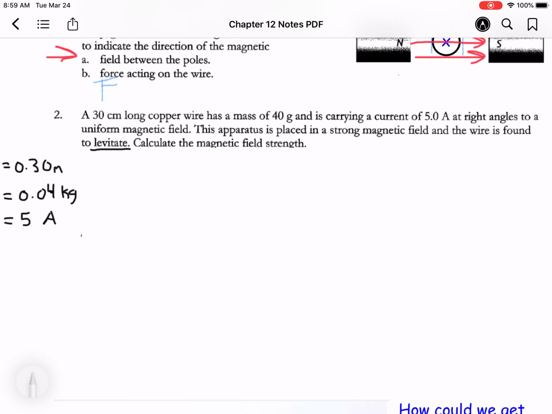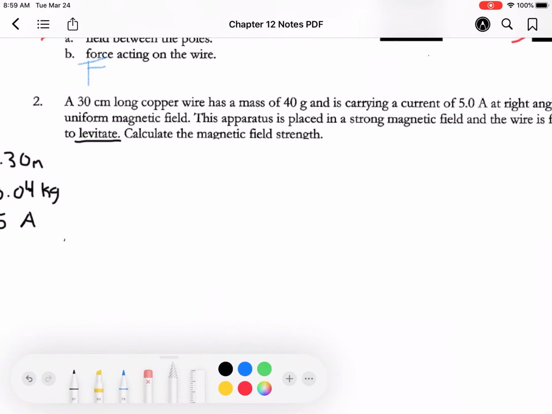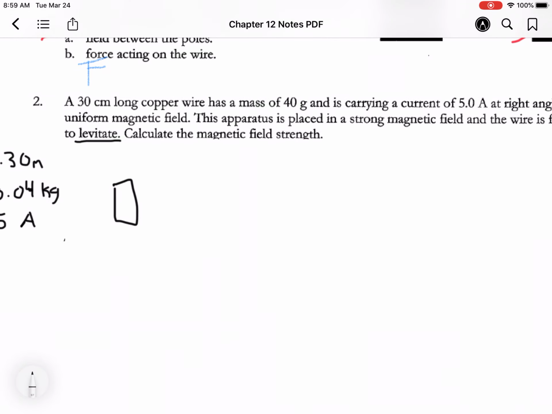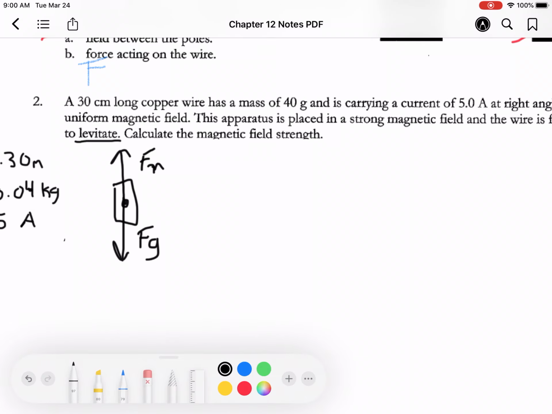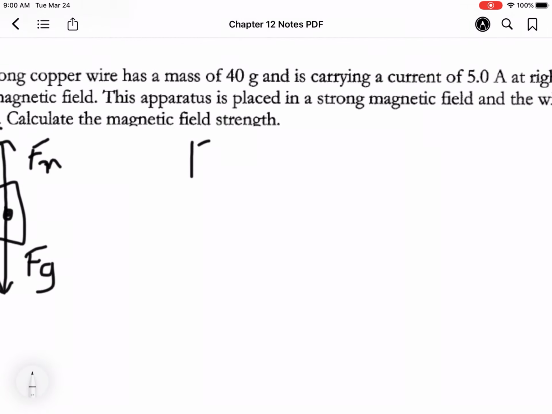So what does levitating mean? If I have my wire, it's obviously going to have some sort of forces that cancel each other out. If it's levitating, it's not touching the ground, right? So we know that gravity is always going to be there, and then we know that the magnetic force must be pushing it up, causing it to levitate. So since it's levitating, it's not accelerating upwards or downwards. I can start with the concept that Fm should equal Fg.